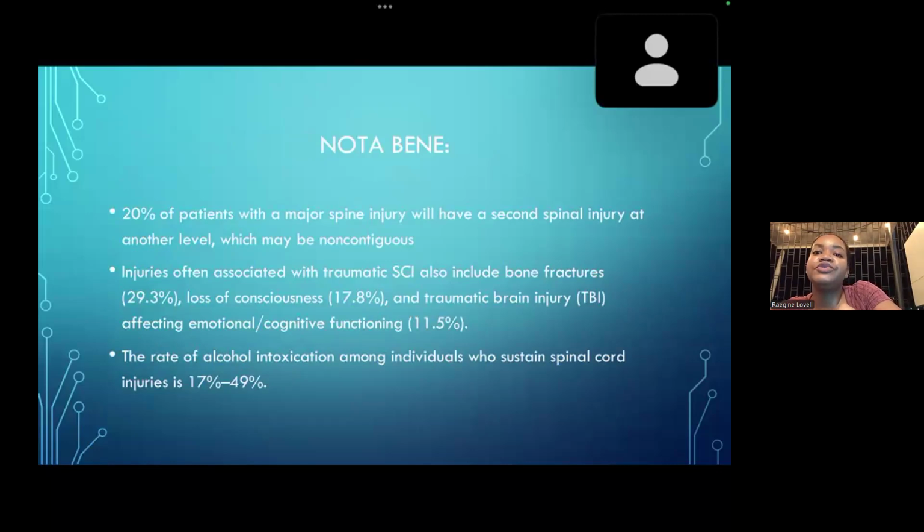It's important to note that 20% of patients with a major spine injury will also have a second spinal injury at another level, which may be non-contiguous. Injuries often associated with traumatic spinal cord injury also include bone fractures, loss of consciousness, and traumatic brain injury. And it's interesting to note that the rate of alcohol intoxication in individuals who sustain spinal cord injury is very high, 17 to 49%.